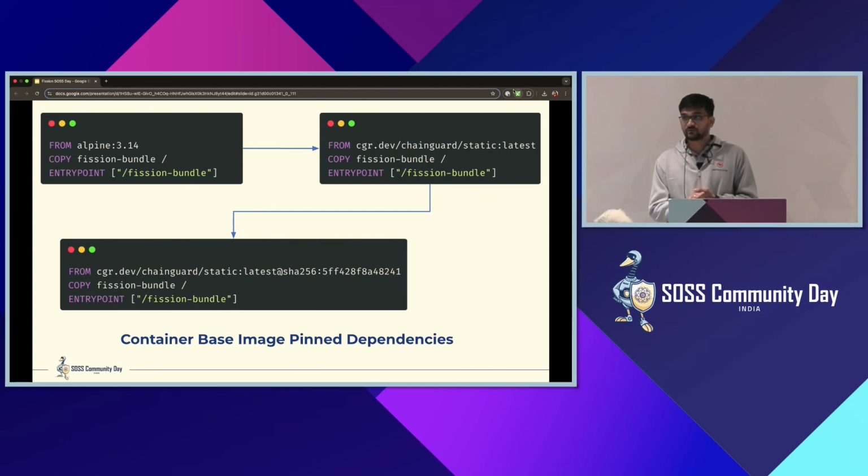Similarly, if you have a Dockerfile, earlier we used to use an Alpine image, but it has probably a larger attack surface. A lot of binaries are shipped with it. So we switched from it to a minimal static image from Chainguard. After that we saw a lot of reduced vulnerability reports. And even further, now we have added a checksum for the base image. So whenever you're getting any base image in your Dockerfile, try to pin all the dependencies that you have.